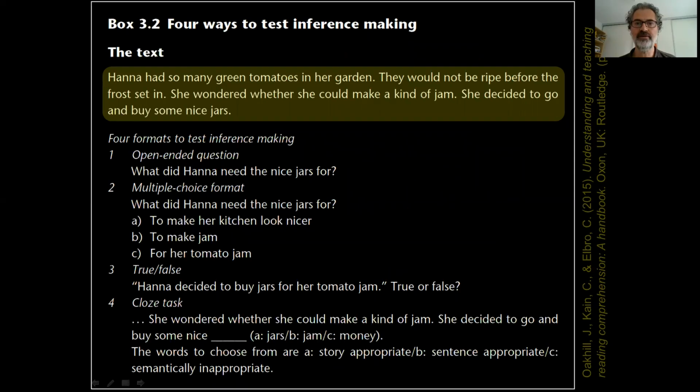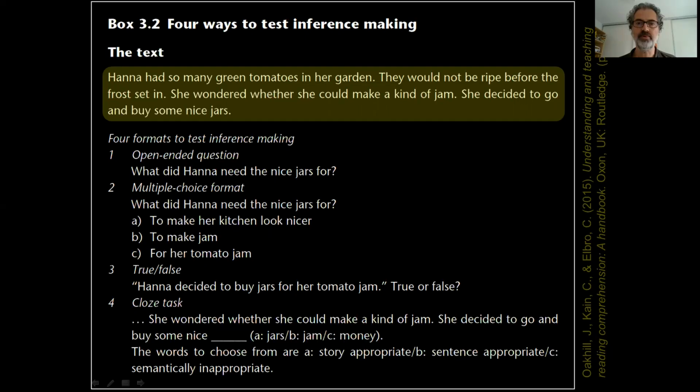How can you test inference making? There are different ways to do that, and you can do that with different formats. Pause this video to read this brief passage here, the highlighted section. An inference is obviously required to go from this sentence to this sentence. Something must be contributed so that the internal model will represent a relationship between the idea about a kind of jam and the decision to buy some jars, if the text is to make global sense.